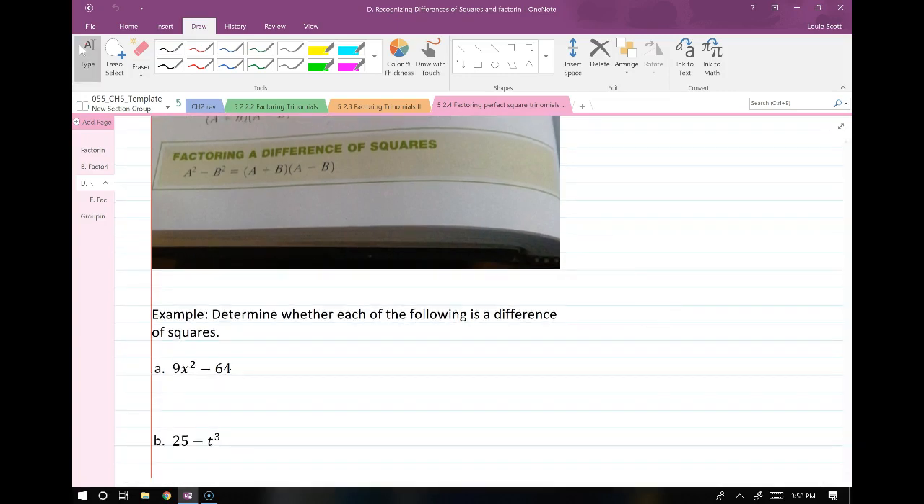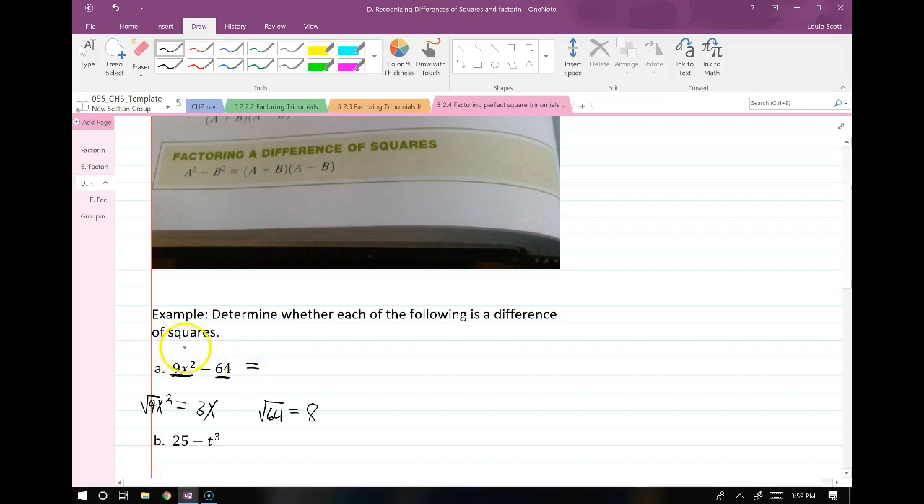So the only thing that you need to do to ensure that this is a difference of squares is that you just have to make sure that this has an even square root and this has an even square root. That's about it, right? And you have to make sure there's a negative sign in the middle. Okay, so we say, well, the square root of 9x squared is equal to 3x. So yeah, there's an even square root to that. The square root of 64 is equal to 8. But yeah, there's an even square root to that too. So this is in fact a difference of squares.